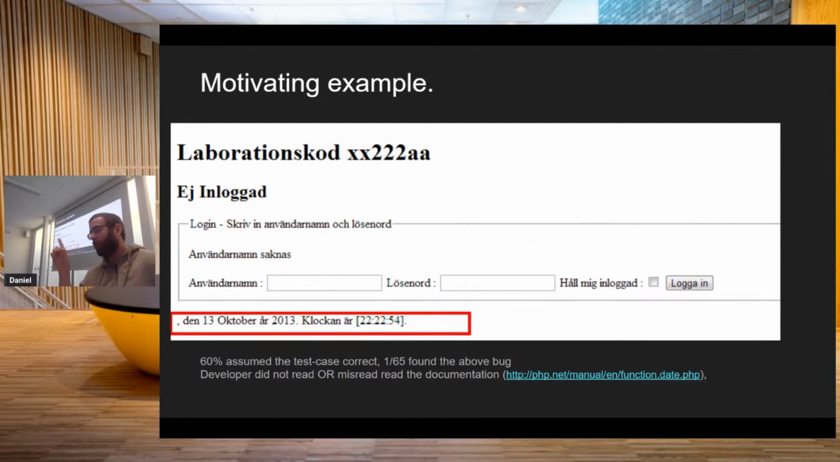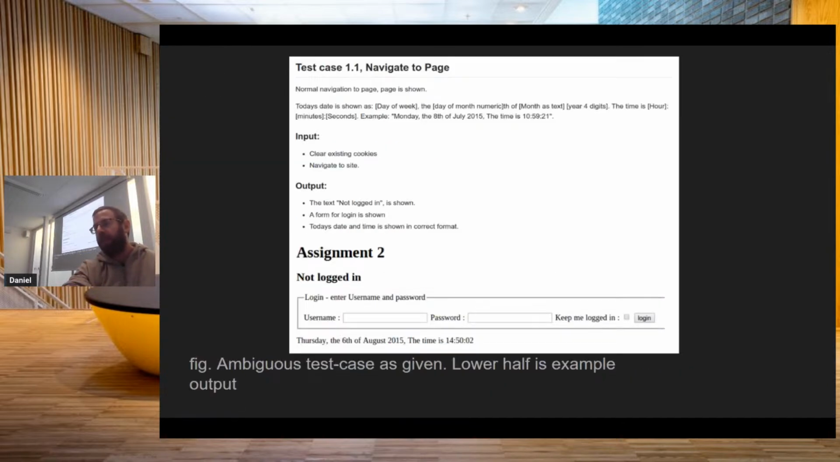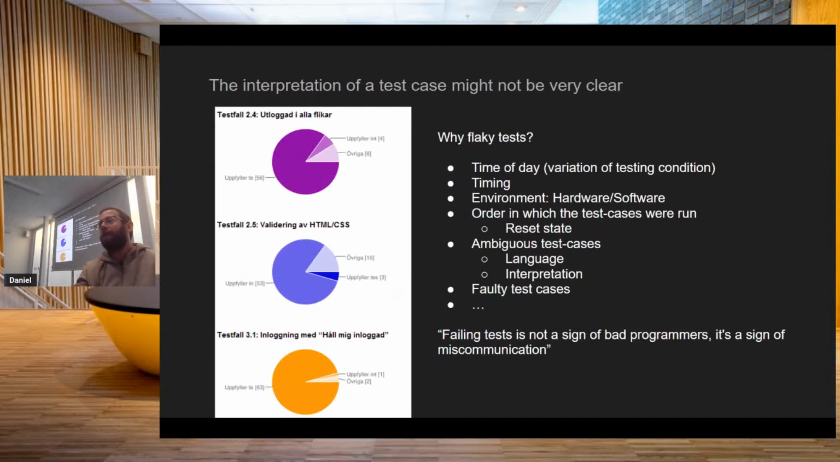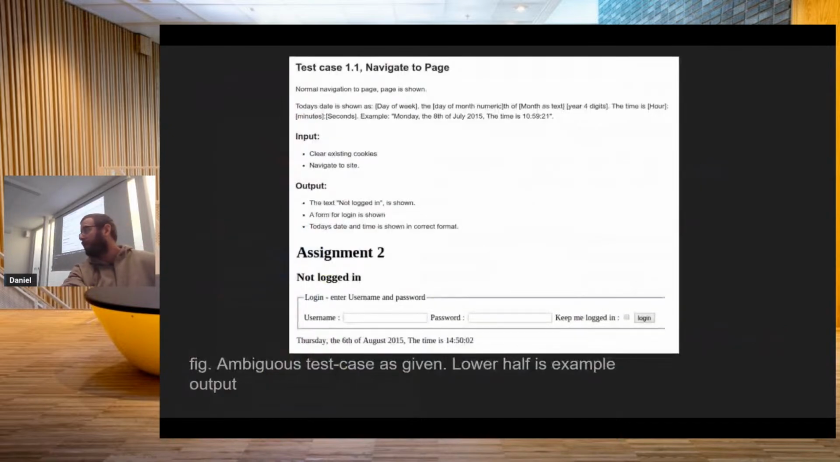But only 1 found this bug. This is actually the only bug that I know of, at least. But 40% still thought that they found other bugs. The interesting thing here is that the developers, actually the students, did not read or misread the documentation. Yeah, no, that was actually the reason for me having that bug. But the students thought that this test case was wrong, or the implementation was wrong according to the test case.